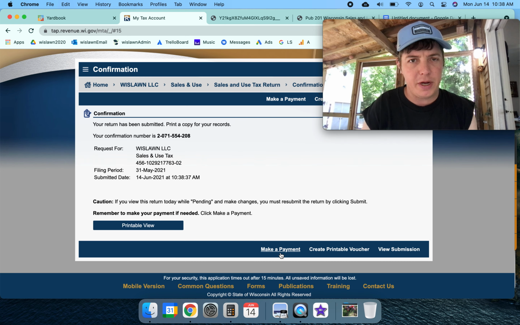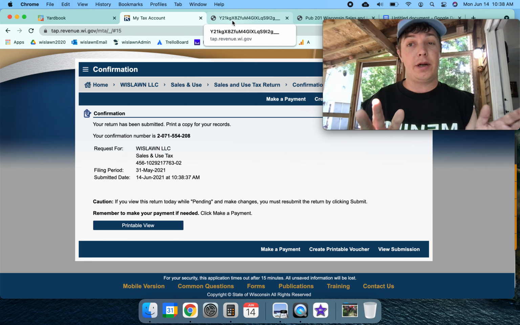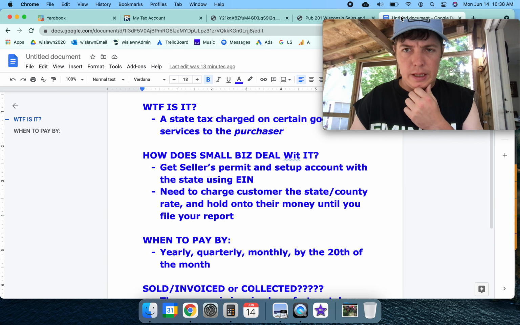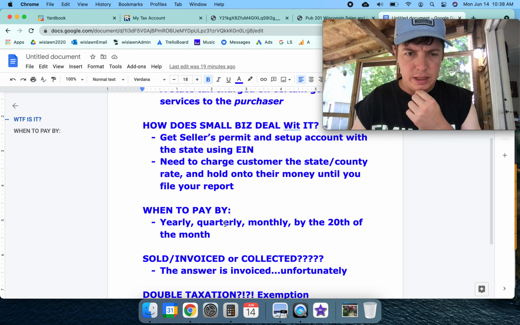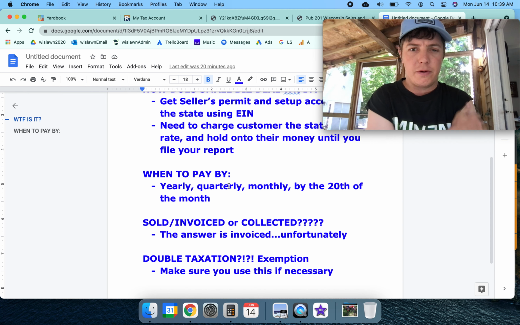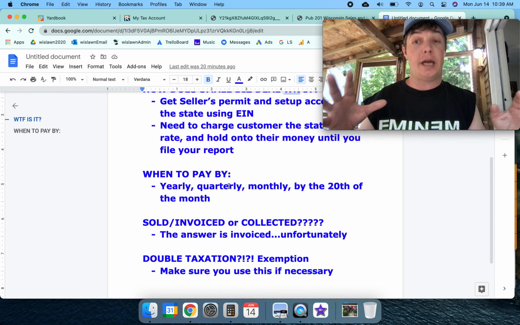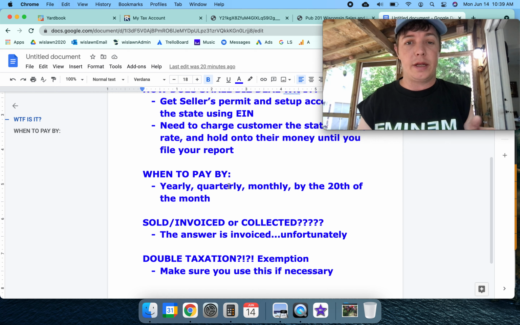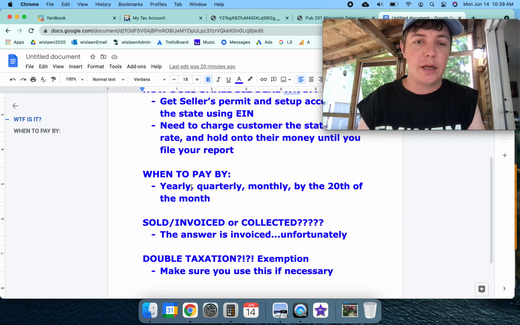So now I'll go make a payment here. And that's what I'm talking about. You better have that money in your account so that you can pay for this. Let's see, what else? We started when the state wanted us to pay quarterly, so we could go for a whole quarter collecting the money and gathering it up. And then as you get a little bigger, they want you to pay monthly, right? If you're really small, they want you to pay yearly.